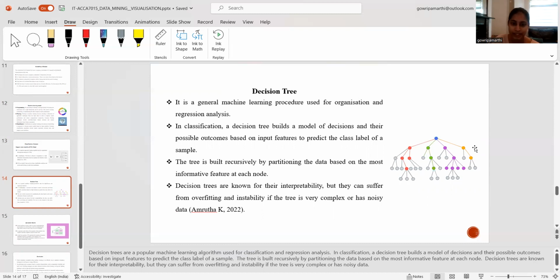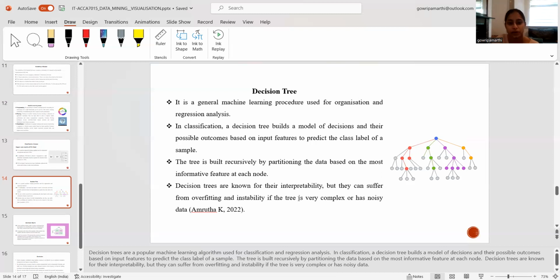And this tree is built recursively by partitioning the data based on the most informative features at each node. So here the main node will give the possible outcomes of the input data, and also give another possible set of outcomes. This is a recursive partitioning of the nodes. These are the information-containing nodes, highlighting that one.